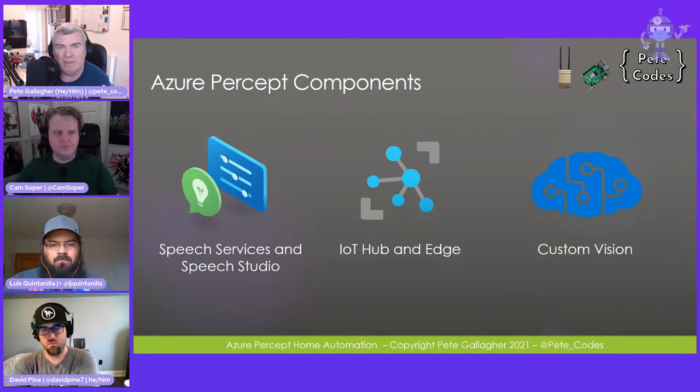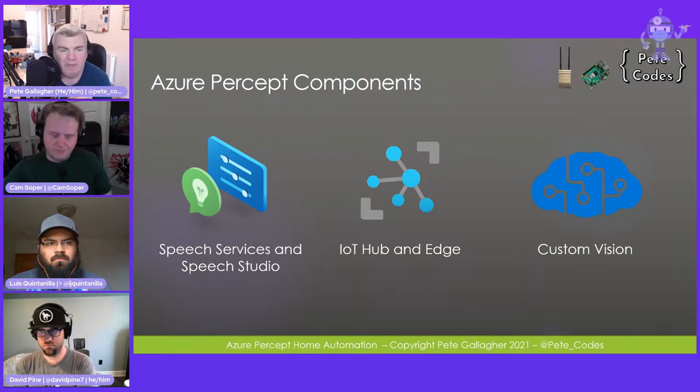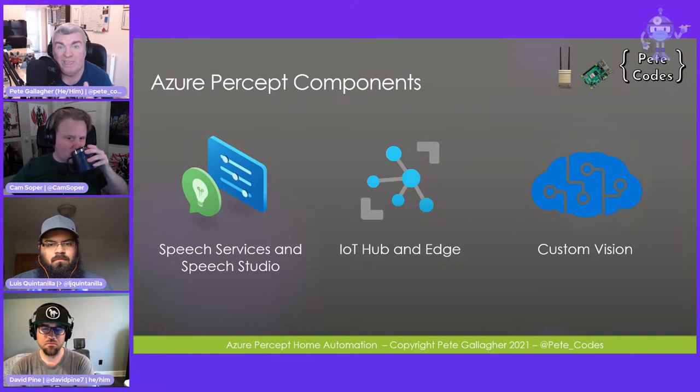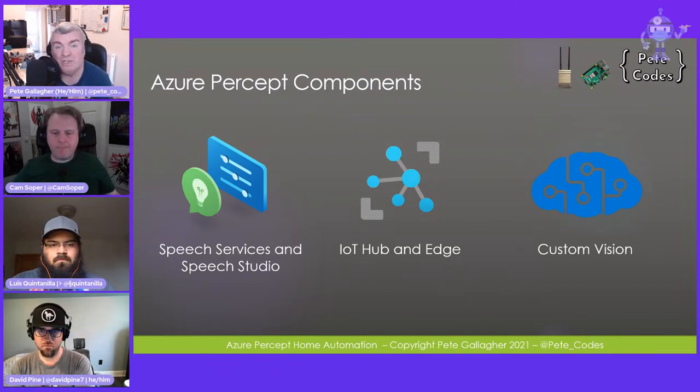There's a nice piece of software as a service called Speech Studio that couples all of that into a nice project that we can deploy down to the Percept. Most of this developer kit is driven by, or its brain is, if you will, the carrier board, as it's called. And the carrier board has got IoT Edge on it, which is just really a Docker engine running on the edge device that allows it to run workloads, in this case, AI workloads at the edge, and communicate up to Azure.